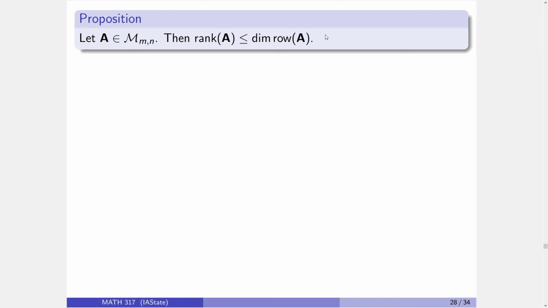And hopefully that is a shocking sounding result, right? The column space, which is the span of the columns, and the row space, which is the span of the rows, always have the same dimension. Even though the number of rows and the number of columns can be completely different, the dimension of the subspaces that they create are always the same. How is that true?